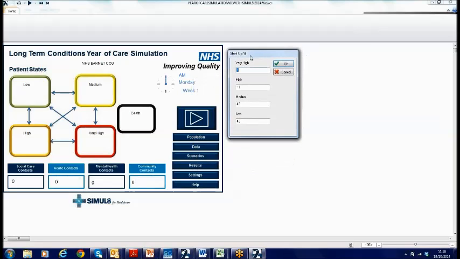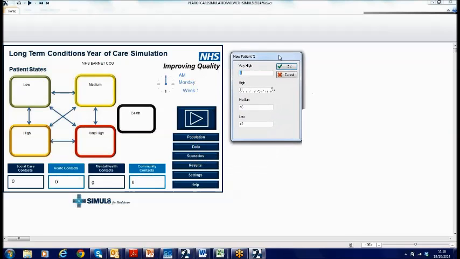Now, what this is showing me is the percentage of patients when the model starts up, so that 2,000 or so group of patients, what sort of state they're going to be in. So we've got 1% of that group who are in this very high state, 11% in the high state, 46% in the medium state, and 42% in the low state. So that's how the model is going to be populated to start with. And again, you can change that based on your local data.